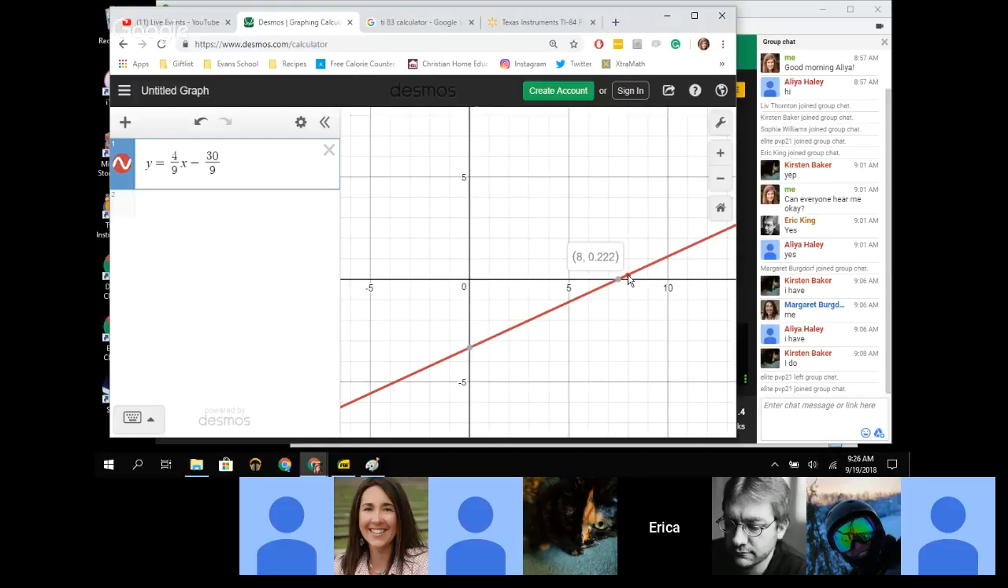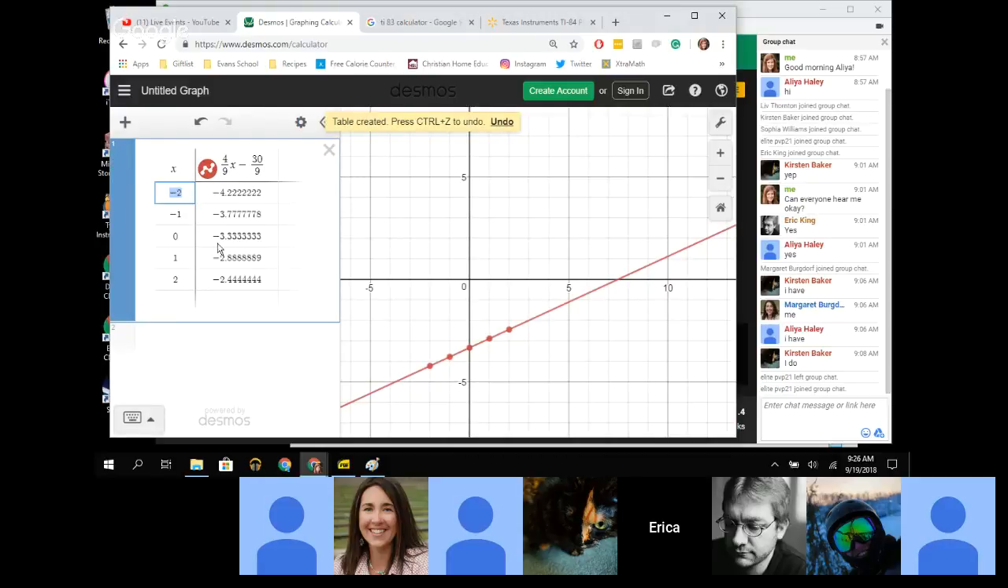So this is another way that you can look at data, and this is why graphing is so important. It helps you out. Another thing that Desmos does really well, and your graphing calculator does really well, is that you can turn any equation into a table. If you remember, we wanted to know when x equals 8, what is the value of y? The value of y is 0.222222, which is 2/9.